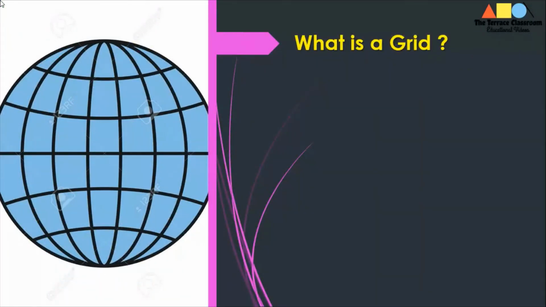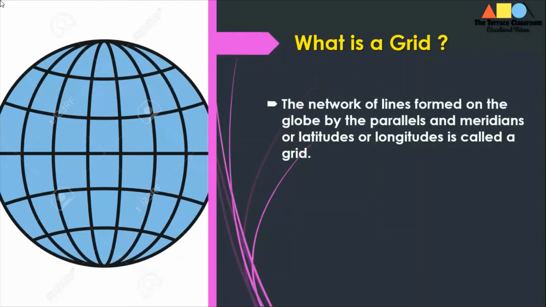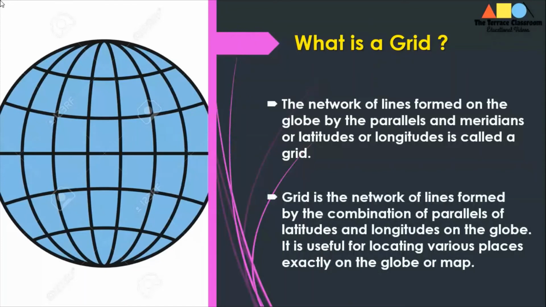So what is a grid? Yes, the network of lines formed on the globe by the parallels and meridians or latitudes or longitudes is called a grid. Grid is the network of lines formed by the combination of parallels of latitudes and longitudes on the globe. It is very useful for locating various places exactly on the globe or map.